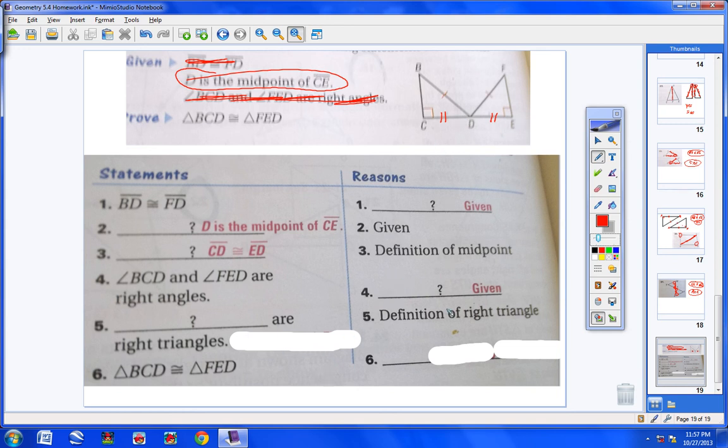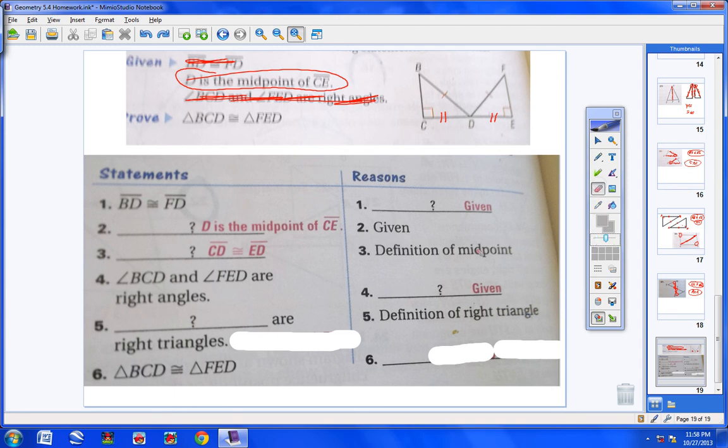Now we come down here to number 5. Look at number 5. Whatever you put here, the reason was definition of right triangle. Now come back over here. Look at step 4. We said BCD and FED are right angles. So we stated we have a right angle here, and we stated we have a right angle here. Now why would you state that you had right angles? Well, one reason might be so that you can state that this triangle is now a right triangle and this triangle is a right triangle. Okay, which would make sense because look right here, definition of right triangle.